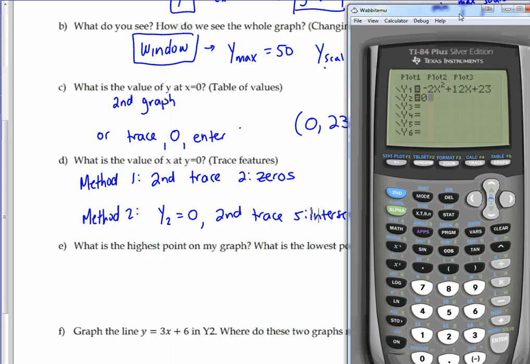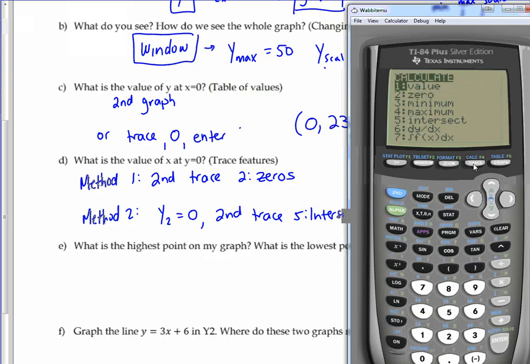My rating status in it. So what we're going to do is y2 equals 0, second trace 5 for intersect. So second trace 5 for intersection. All I have to do is scroll to the one I want and then push enter 3 times. 1, 2, 3. Nothing fancy. You don't have to worry about left bound, right bound with this method.